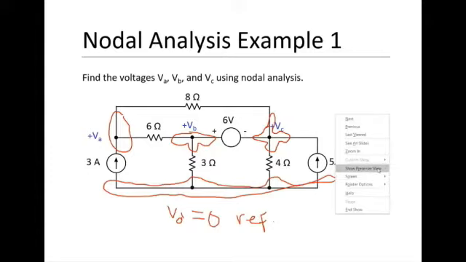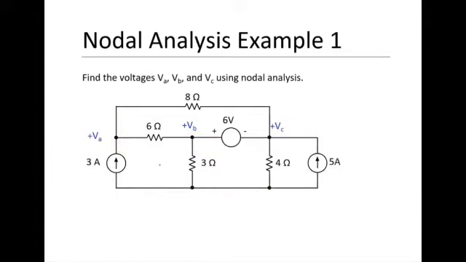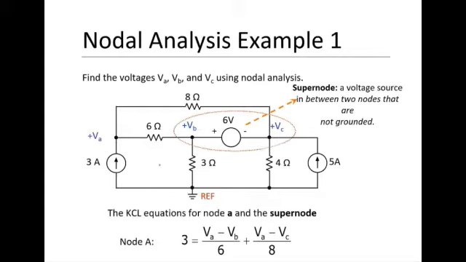Alright, so now we need to find the voltages VA, VB, and VC using nodal analysis. So first things first, you identify this as a supernode.